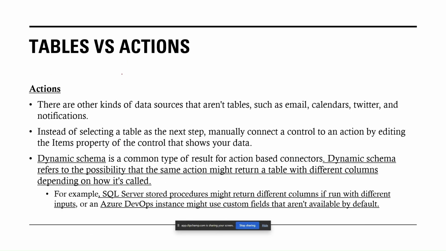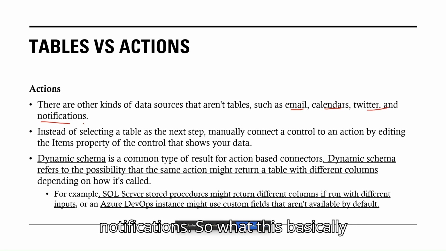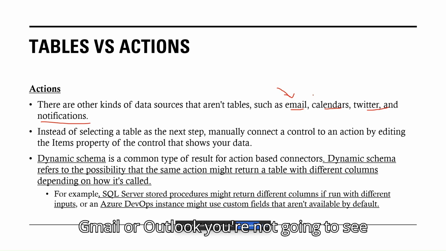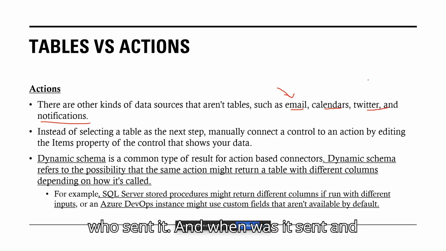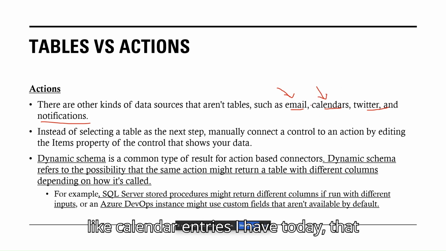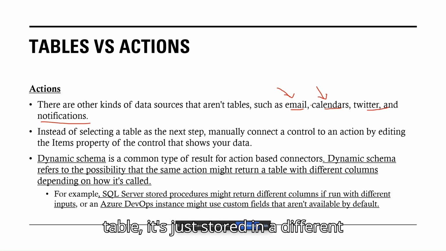There are also actions. So unlike tables, actions don't store the data in rows and columns. Okay, there are other kinds of data sources that aren't tables, such as emails, calendars, Twitter, and notifications. So what this basically is saying, like, see emails, if you go to Gmail or Outlook, you are not going to see a table. You will just see who sent it and when was it sent and everything. Same with calendars, you will actually see what calendar entries I have today, that kind of thing. So it's not actually a table; it's just stored in a different way.